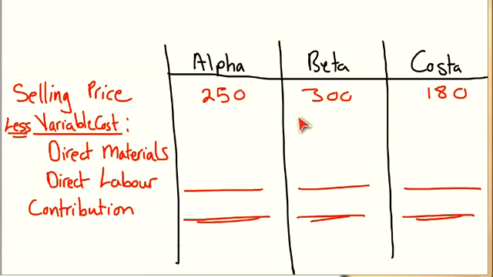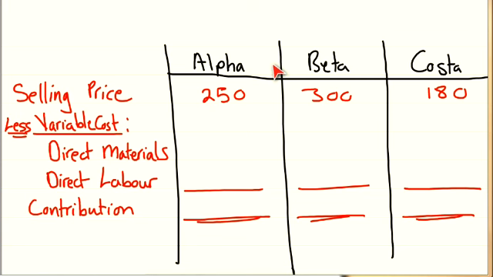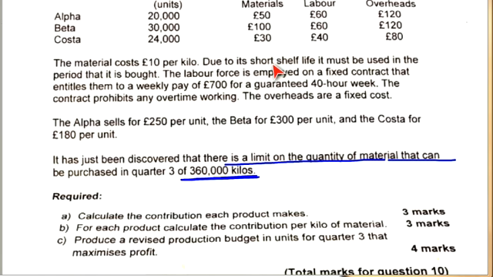What are my variable costs? Materials and labor. Let me start with materials. Materials are here: 50, 100, and 30. I'm going to put them in brackets so that I don't forget to subtract them. Then I go back and look for my direct labor. My labor is 60, 60, 40. So I'm just going to put it here.